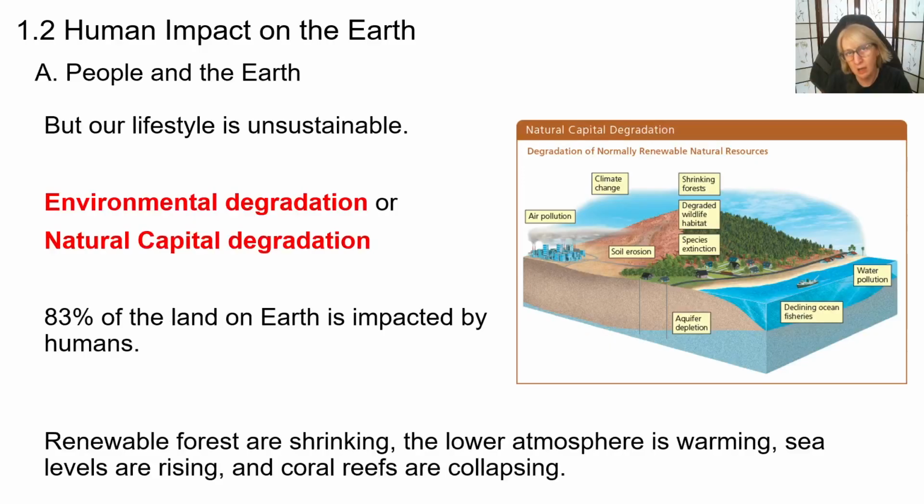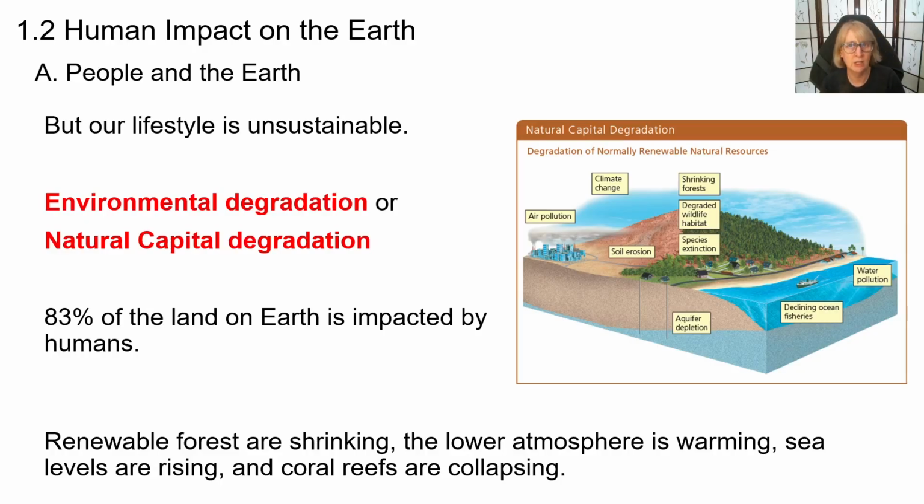But our lifestyle is really unsustainable. A lot of those improvements have been made at the cost of using resources faster than they can replenish themselves. We have degraded the environment. We have degraded our natural capital. And degraded means we have broken it down so that it's either not available to us anymore, or it's not in a healthy state anymore.